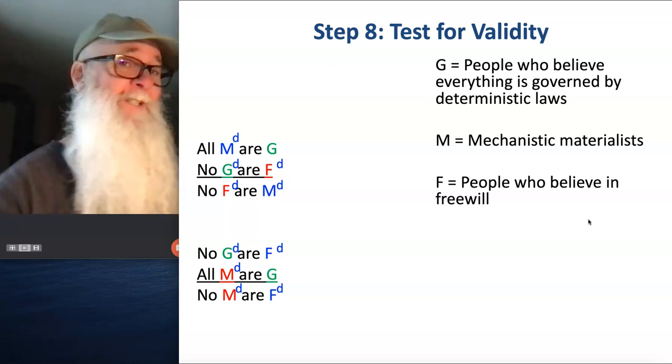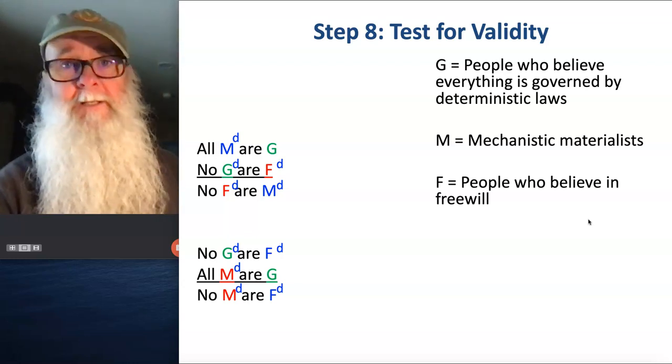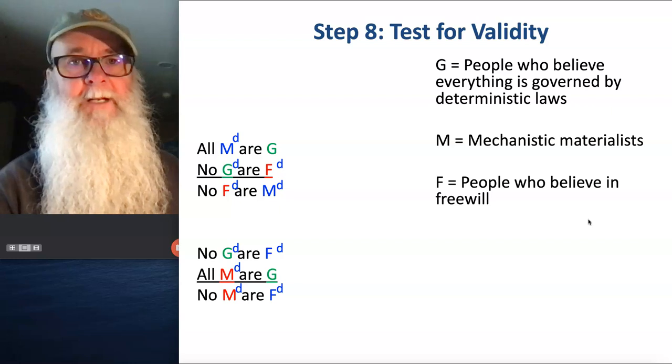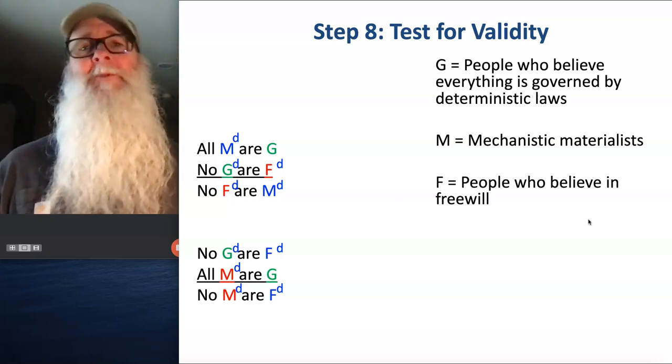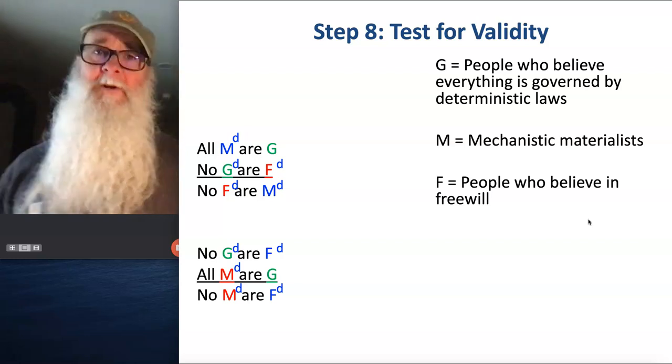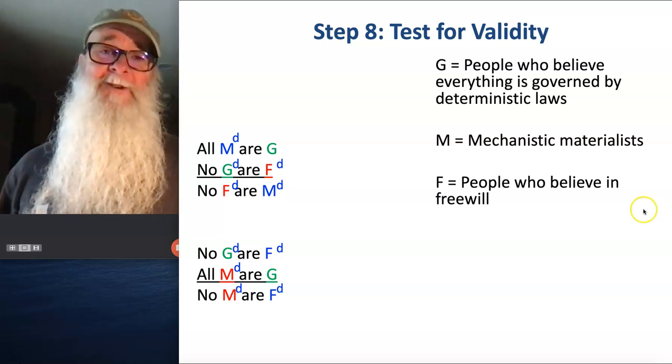Rule number 4 says if you have a negative conclusion, and both of these syllogisms do, you have to also have a negative premise, and both of these syllogisms do. So we've passed rules number 1 through 4, and rule number 5 doesn't apply because we don't have a particular conclusion. So these two arguments look valid.